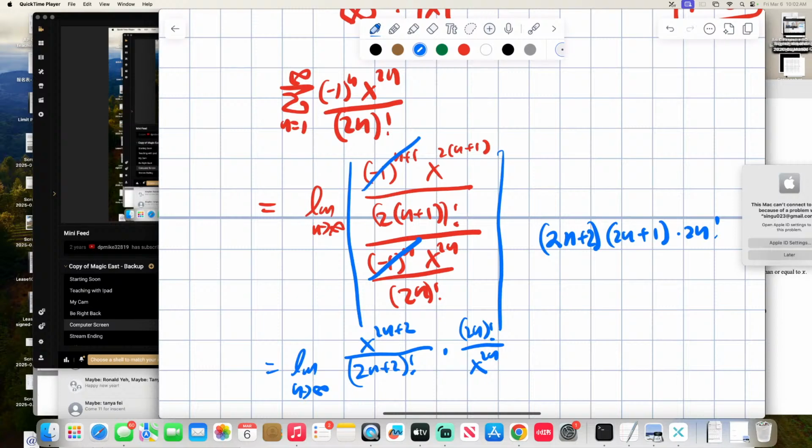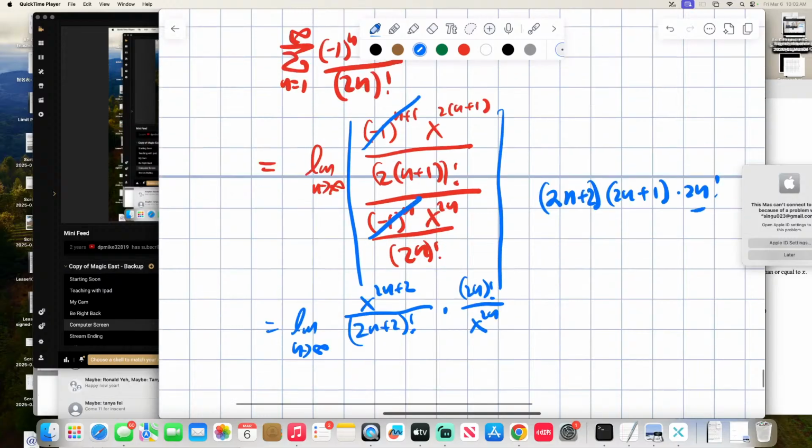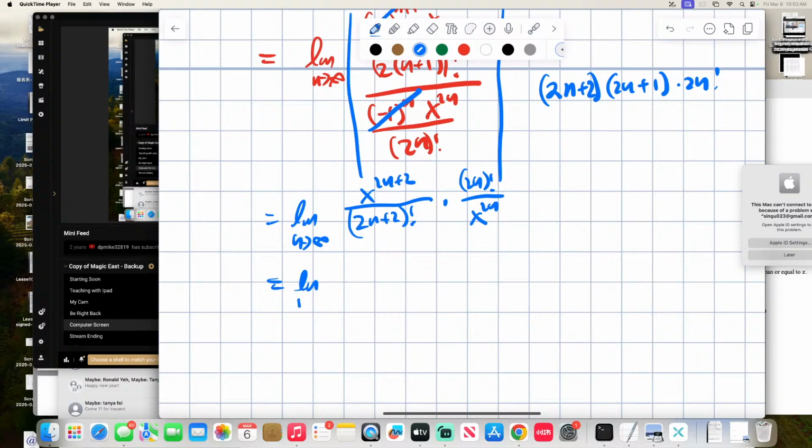And then your next one is going to be 2n plus 1, which is 11 factorial. Does that make sense? And then the next one is 10 factorial, which is n still equal to 5 here. So basically, it's going to be simplified down to the limit as n approaches infinity. If this one is going to be x to the 2n times x to the 2 over 2n plus 2. If you reduce by 1, it's going to be 2n plus 1 times 2n factorial. And this is 2n factorial over x to the 2n.